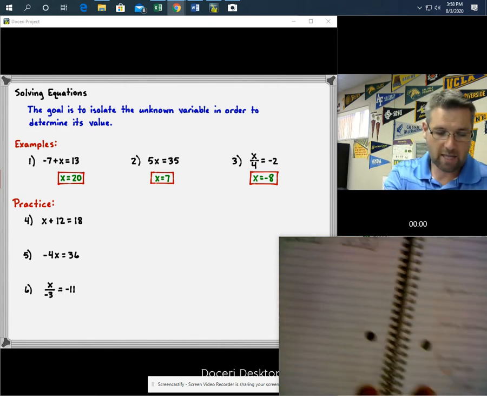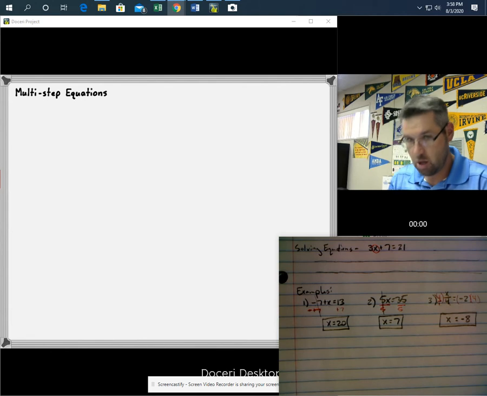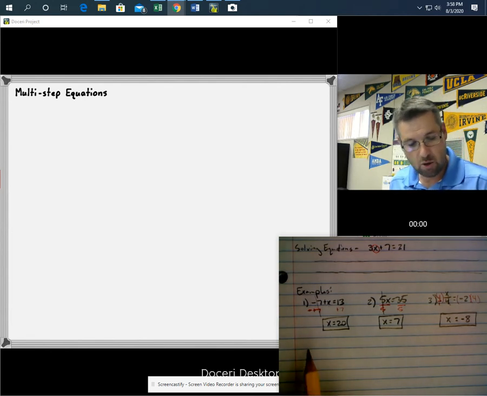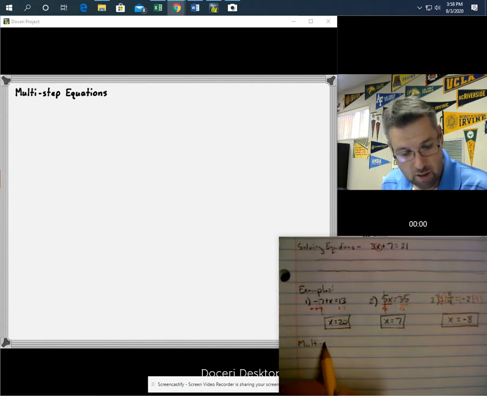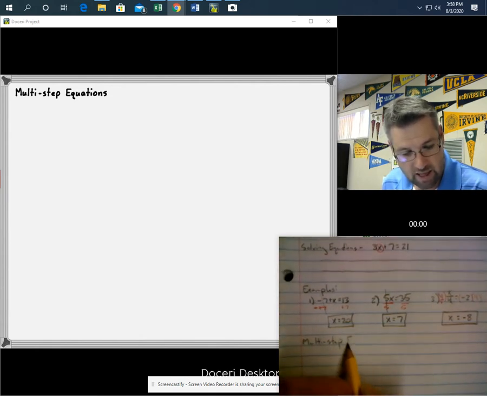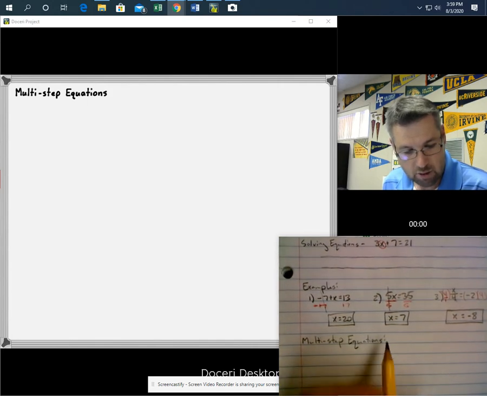Let's go ahead and go back to our notes here. Okay, we've got our notes, our examples. We're going to go on to multi-step equations. And so we are going to go in our notes and we're going to write down multi-step equations. Well, what does that mean? That means it's going to take more than one step to solve them.